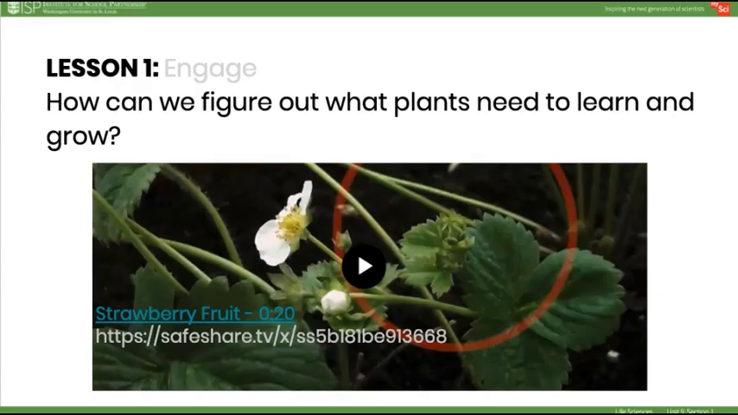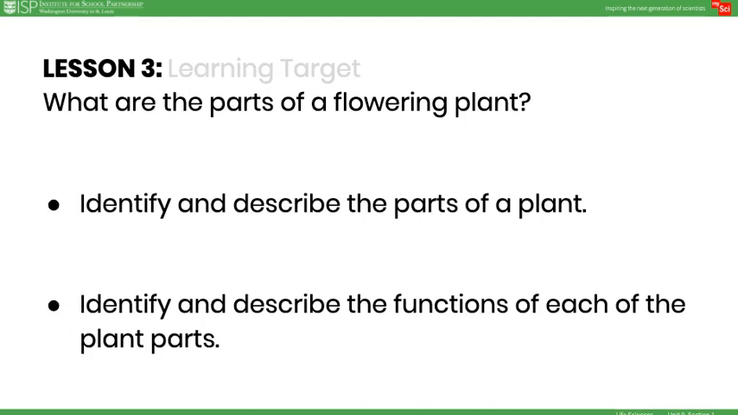Return to the unit level phenomena, asking students what they figured out in this lesson about flowering plants that might help explain a strawberry growing. They should be able to conclude that a strawberry is a fruit that formed from a flower. The fruit holds a seed. They may also mention that strawberry plants rely on animals to help pollinate their flowers. By the end of this lesson, students will identify and describe the parts of a plant, as well as identify and describe the functions of each of the plant parts.